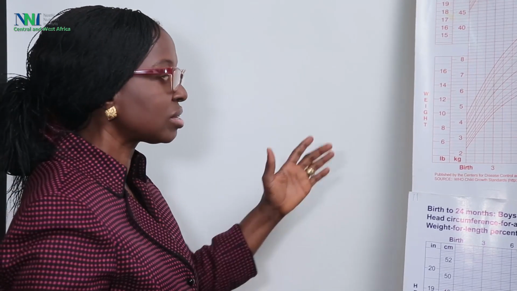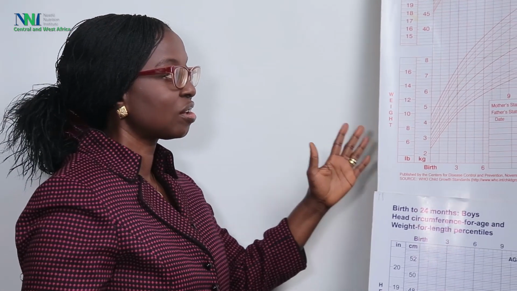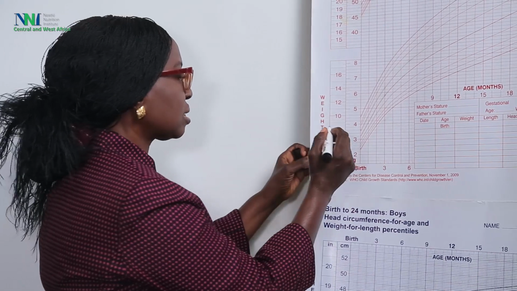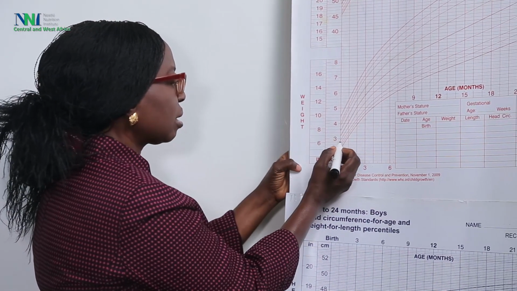For the purpose of today's demonstration, I'm going to start with the chart for girls. Ladies first. The length for age and weight for age percentile chart. We'll take it from the weight for age. If our girl is weighing 3.6 kilograms at birth, we're going to chart the weight right here.